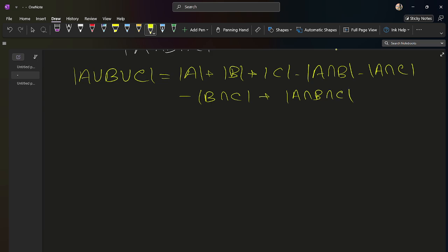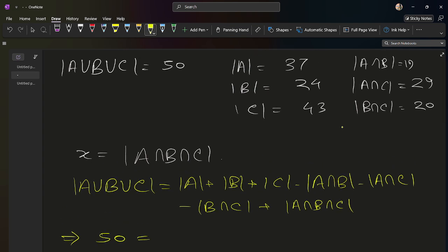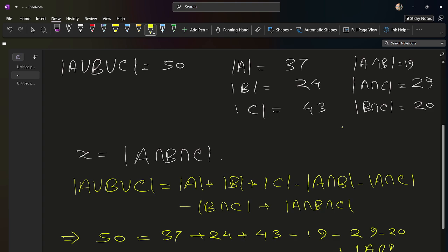So now we are going to substitute the values. So we know that this will be 50. Now we are going to put the values. My cardinality of A is 37 plus 24 plus 43 minus 19 minus 29 minus 20, and plus this. And we got X, so that will be X.